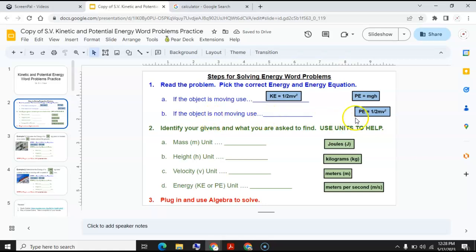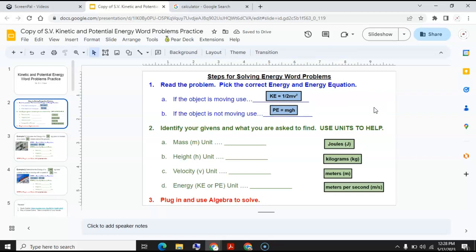Now, if the object is not moving, it's potential energy. And for that, we use this as the correct equation for potential energy: mass times g, which is a constant, 9.8, times height. So mass times 9.8 times height, that is the equation we use. And this one we can delete as well. Okay, now let's go into the units.